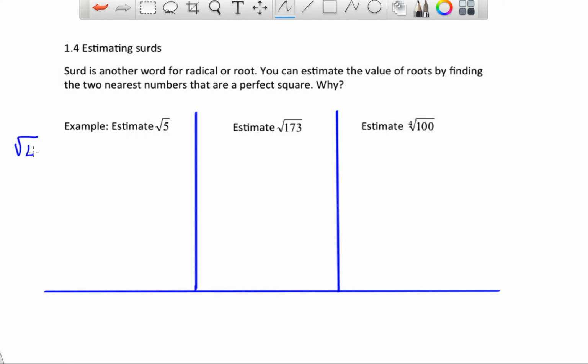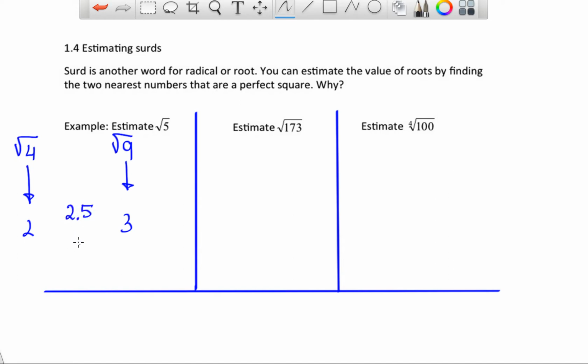So, for example, the square root of 4, you know that's 2. You know that the square root of 9 is 3. So I don't know what the square root of 5 is, but I do know that it has to be between 2 and 3. It's got to be a little bit more than 2. It has to be less than 3. Now, the book will ask you to find the two integers between which the square root lies.